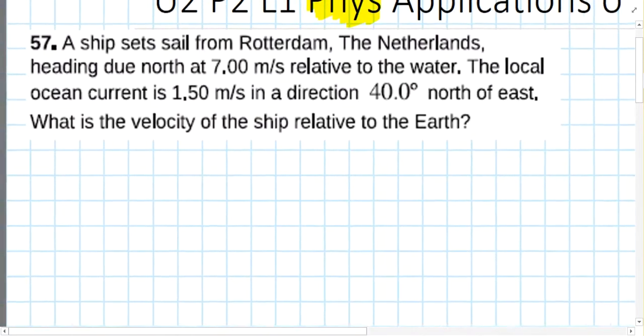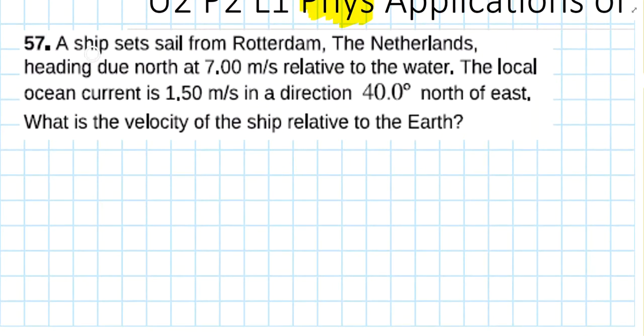Now with this particular example, a ship set sail from Rotterdam in the Netherlands, and it's headed due north at 7 meters per second relative to the water. The local ocean current is 1.5 meters per second in a direction of 40 degrees north of east. And so what we would like to find is the velocity of the ship relative to the Earth. So essentially it's combined velocity.